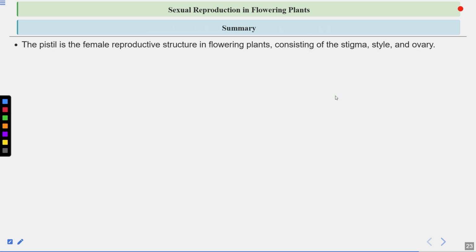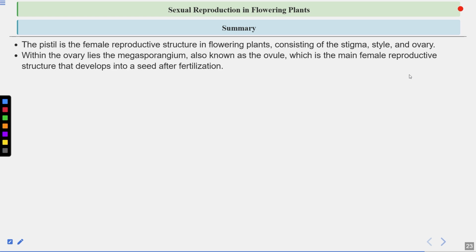Now we will see the summary. The pistil is the female reproductive structure in the flowering plant, consisting of the stigma, style and ovary. Within the ovary lies the megasporangium, also known as the ovule, which is the main female reproductive structure that develops into the seed after fertilization.